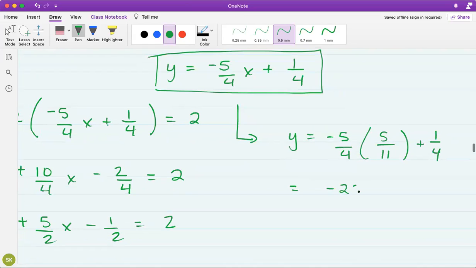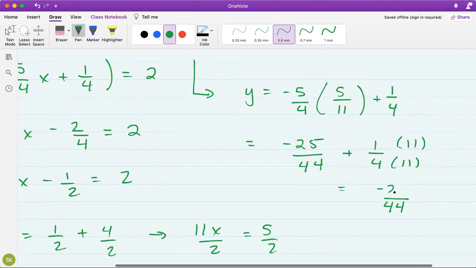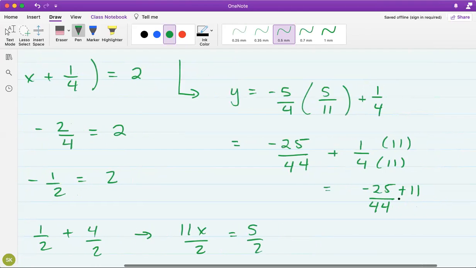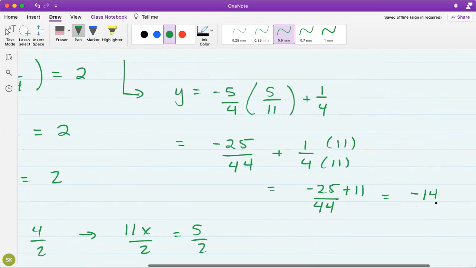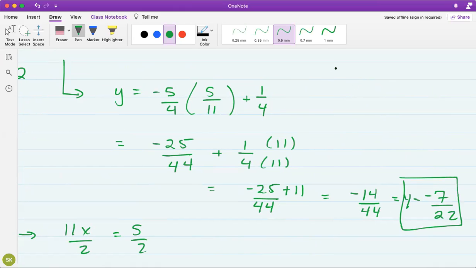I'll get negative 25 over 44 plus 1 over 4. And to add these, I need to multiply the top and the bottom by 11. So I get negative 25 plus 11 over 44. I believe that is negative 14 over 44. And we can simplify that a little bit. Divide by 2, we get negative 7 over 22. So that's what y is equal to. Let me write it here. y is equal to negative 7 over 22. So the ordered pair is 5 over 11, negative 7 over 22.